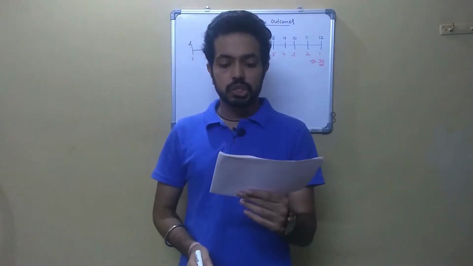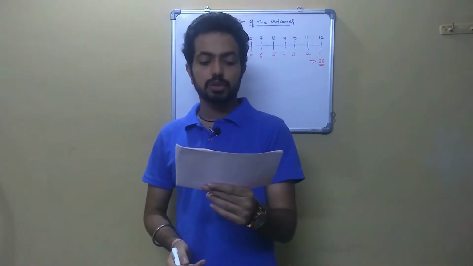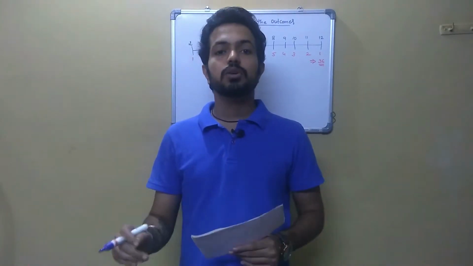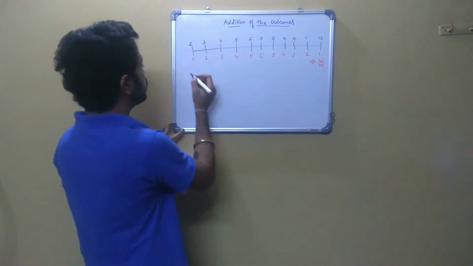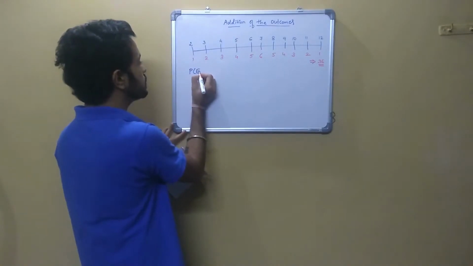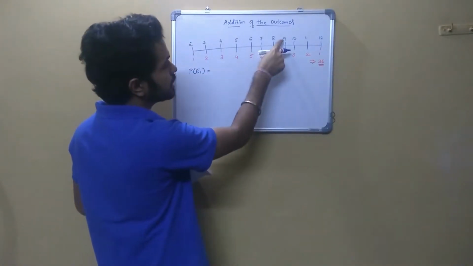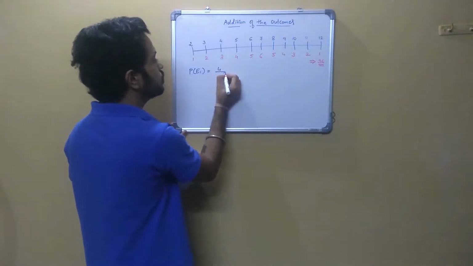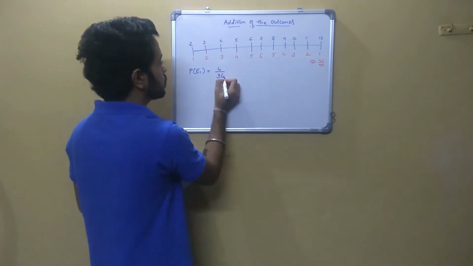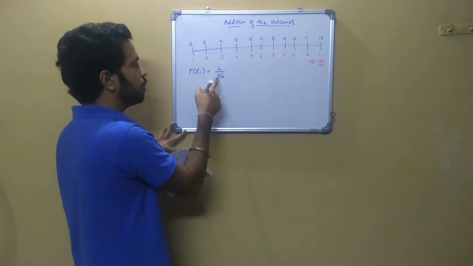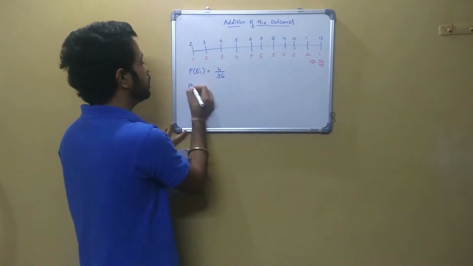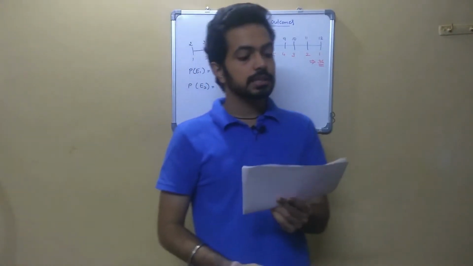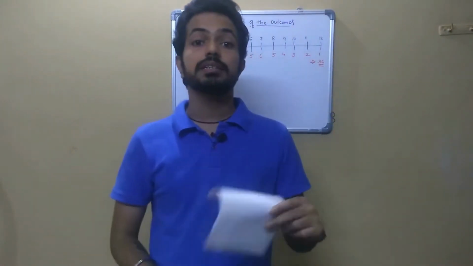Find the probability in each case when two unbiased dice are thrown and the sum of the outcome is, first one says, equal to 9. So P of E1, first event: how many possibilities are there that the sum will be equal to 9? It is 4. 4 out of 36. That is number of desired outcomes upon number of total outcomes, which is the formula to calculate probability.